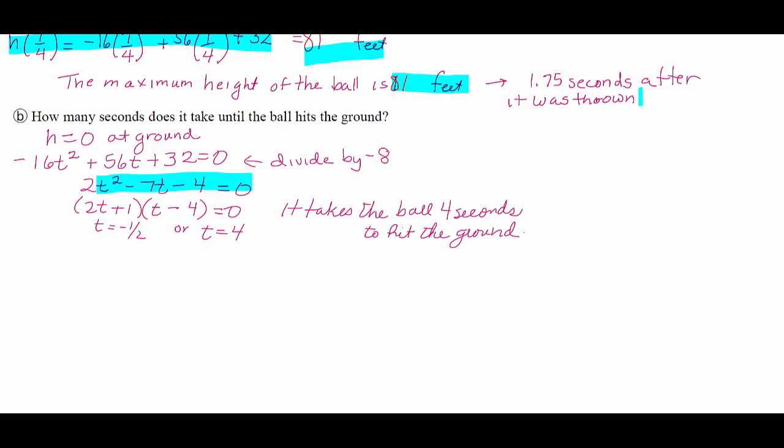And then we set those factors to 0 to solve for t. Again, we cannot have a negative time, so t equals 4. So it takes the ball 4 seconds to hit the ground.